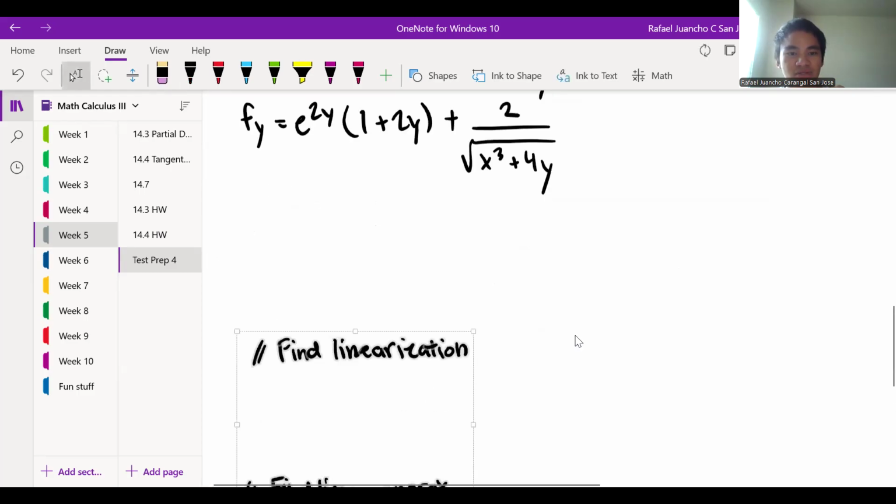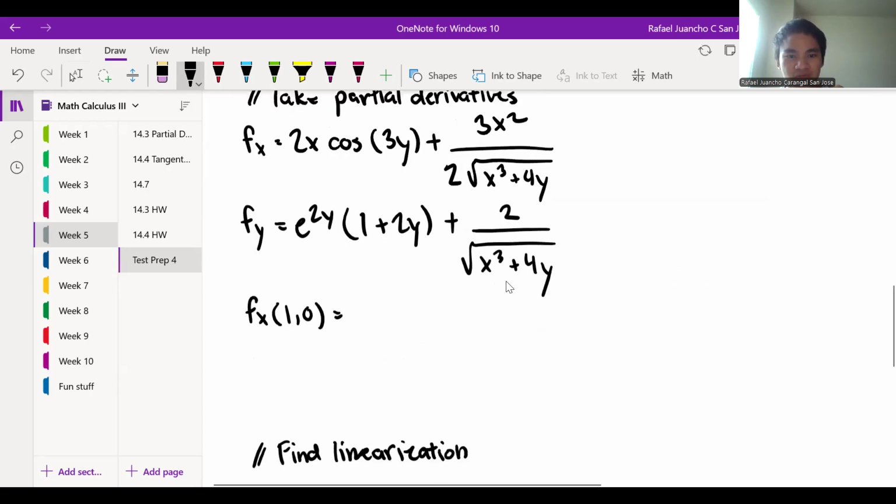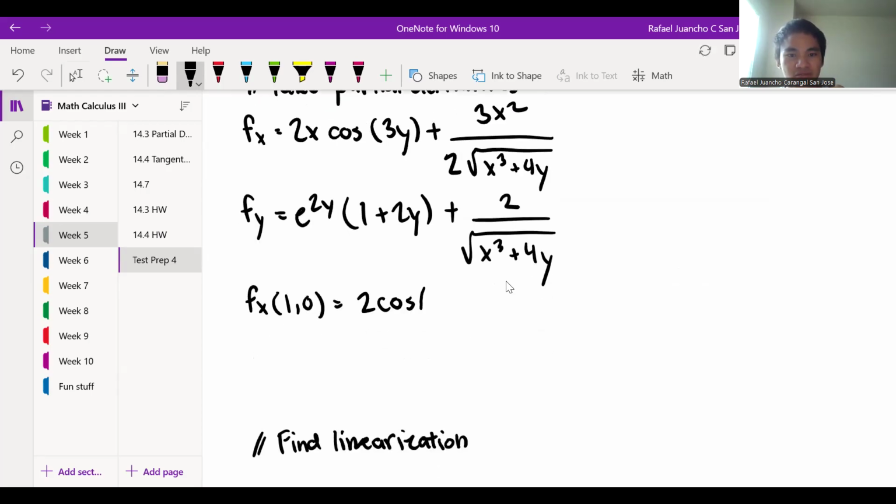Right? So I'm just going to do that. So my f sub x at 1, 0. Well, here I just plug in everything. So that's 2 cosine 0. Cosine 0 is 1. So that's 2 plus 3 times 1. That's 3. 2 square root 2 or 1. 1 plus or 1. So it's just this. Then I get 4 over 2, 7/2.